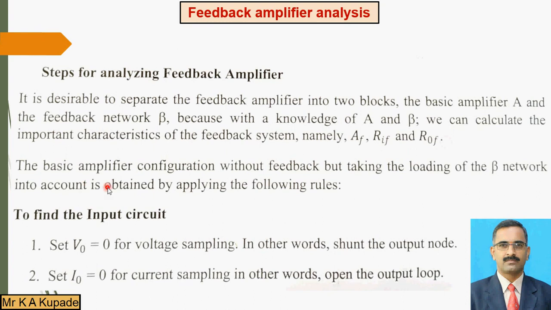Now, the basic amplifier configuration without feedback, but taking the loading effect of the beta network into account, is obtained by applying some rules. If you want to calculate these things, you have to follow some rules to find the beta value in the amplifier, considering the loading effect and without the feedback concept. So here are some rules.